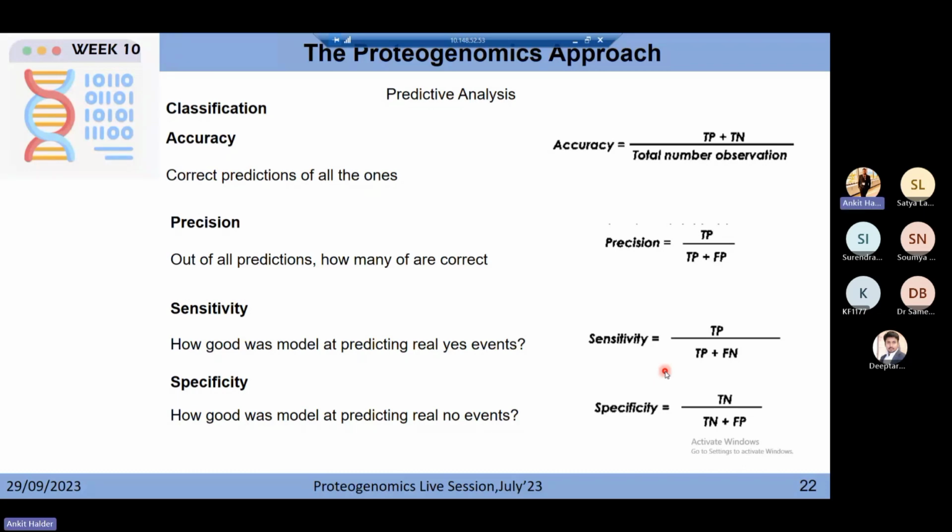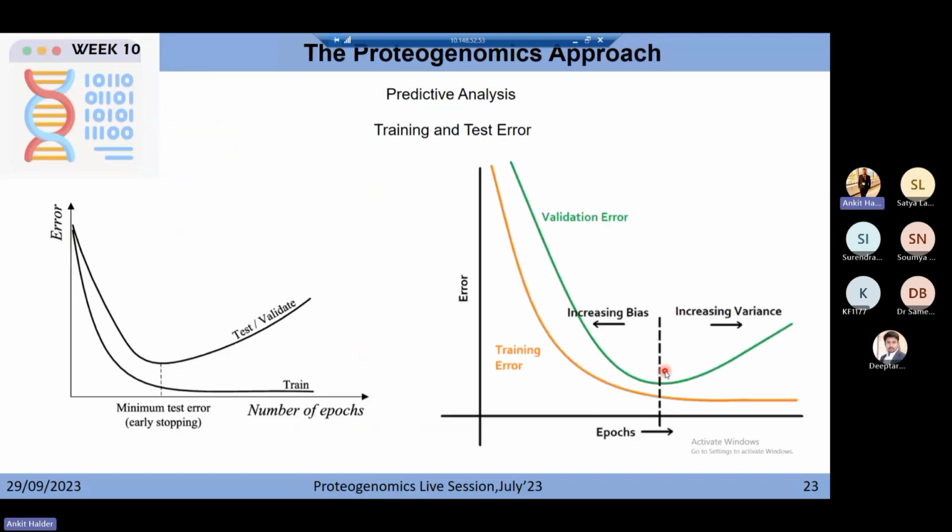But the sensitivity is how good your model was at predicting real yes events, that is true positives out of the true positives plus the false negatives, which were mislabeled as negatives. Similarly, for real no events it will be true negatives out of the true negatives plus false positives. So this is what sensitivity, specificity, precision and accuracy are. I am hopeful that it is clear to everyone, and you would be able to judge on the basis of that which kinds of errors you are looking at.